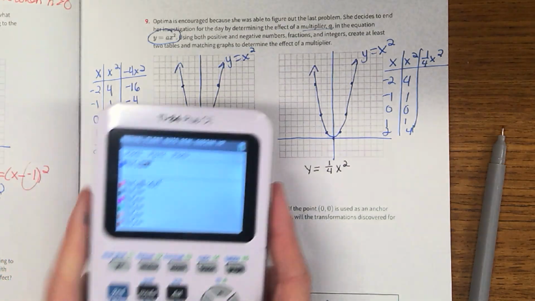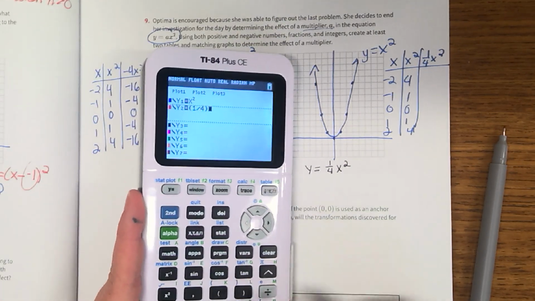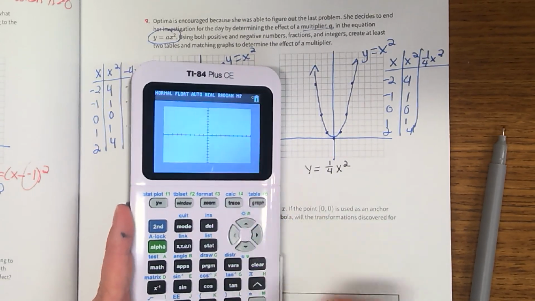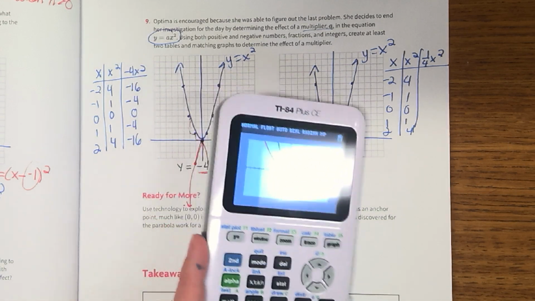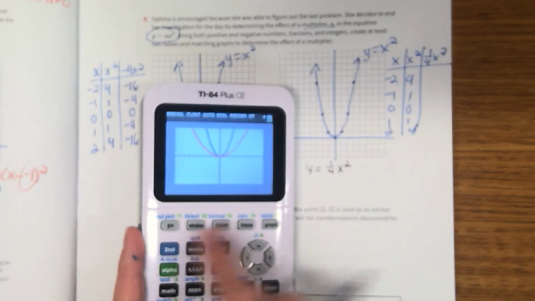Let's bounce over here to y equals. We're going to change this. We're going to put in 1/4. I'm going to do 1 divided by 4 in parentheses, x squared. We're going to throw it on the graph. There's my first one. Whoa, there's my next one, right? So let's look at the table. Way wider. Is that what you were expecting?